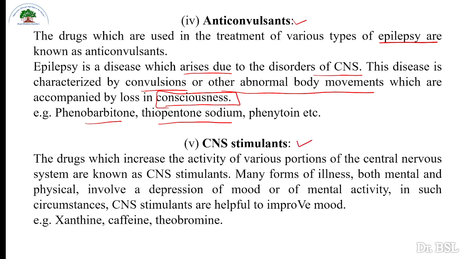CNS stimulants, the drugs which increase the activity of various portions of central nervous system, are known as CNS stimulants. Many forms of illness, both mental and physical, involve depression of mood or normal mental activity. In such circumstances, CNS stimulants are helpful to improve mood. For example, xanthine, caffeine, theobromine. These are examples of CNS stimulants.